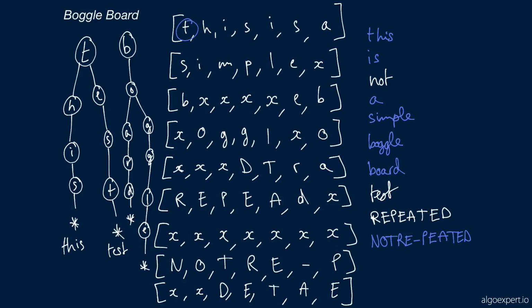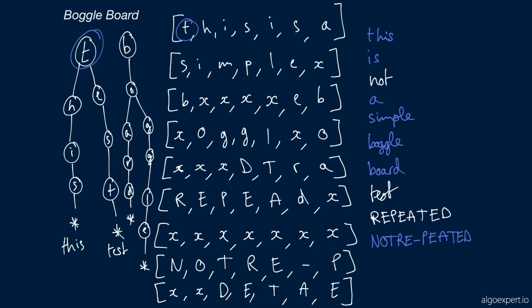Okay, so we start at the letter T. The first thing that we do is we check, wait a second, has this letter been visited? And because it's the first letter, of course it hasn't right now. So now we check, is this letter in our tree, in the root level of our tree? Yes, it is, so we can update our current level of the tree to be here at the T node.